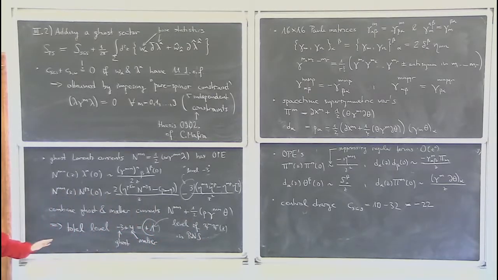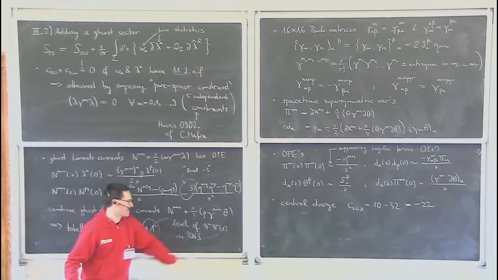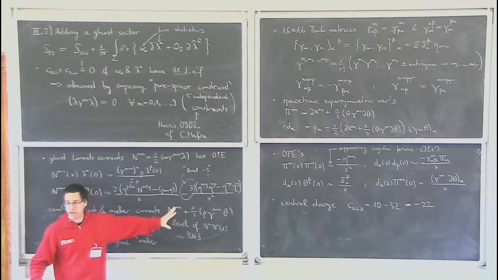Okay, so in other words, the matter and ghost sectors in pure spinor are fine-tuned such as to reproduce the Lorentz current OPEs of the RNS sector by taking ghost and matter together. You will later on see how they appear in the vertex operators.